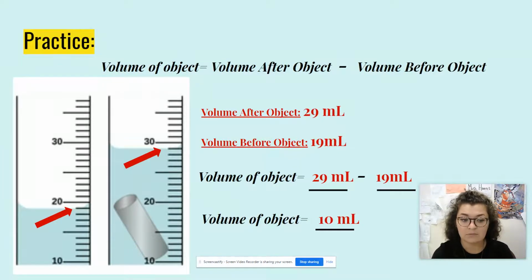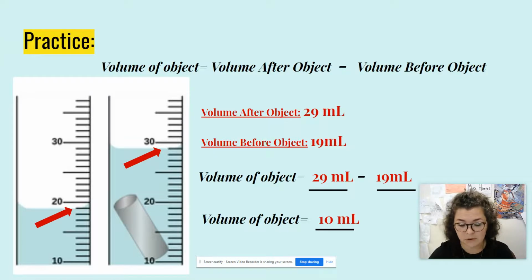Well, the volume before the object is going to be smaller. Okay, and so we've got 19. Looks like we've got 20, and we'll count one down. Do you see why it's really important to check your scale? And it's also really important to make sure you're measuring from the meniscus, because if you had measured these incorrectly, you would have gotten a different number for the volumes before.